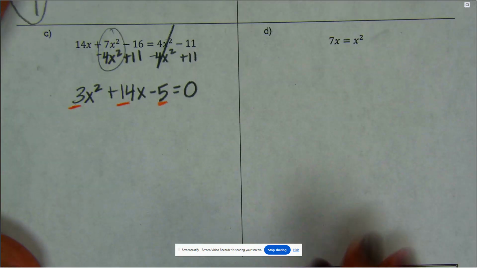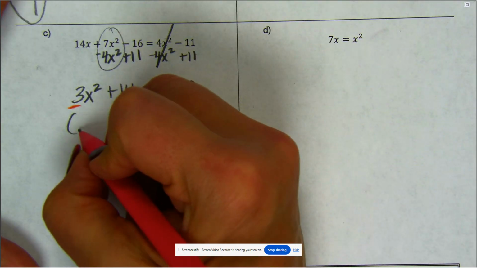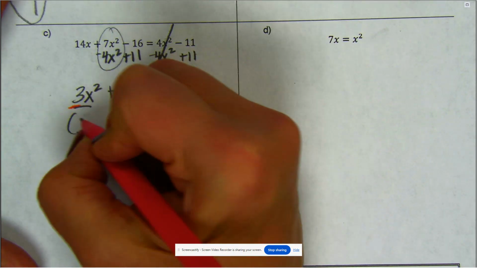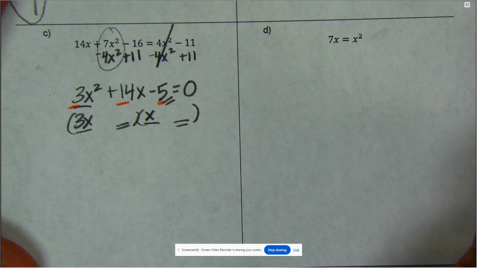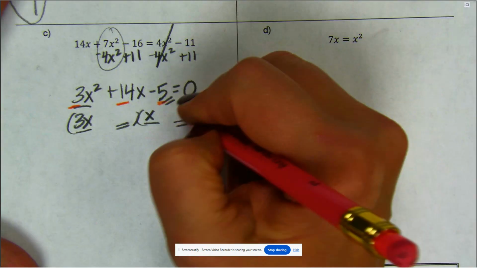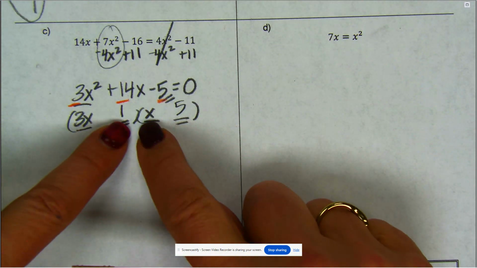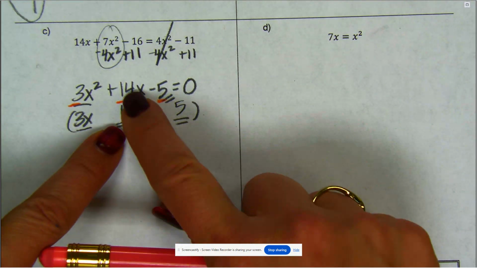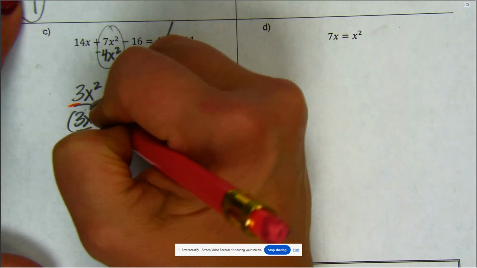I'm going to promote factoring. I don't know if it factors, but I'm going to try. I know this times this makes this, so that's 3x and x. And I know this times this makes this. Well, the only way to make that is 5 and 1. So let me drop these in and check. 15 and 1. Can 15 and 1 make 14? Yes. Positive 15, negative 1.